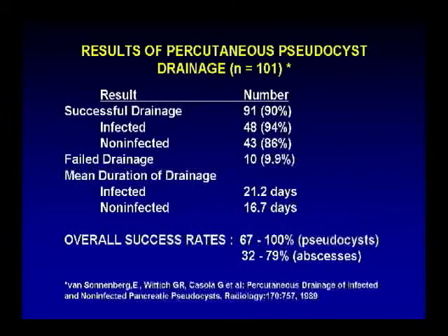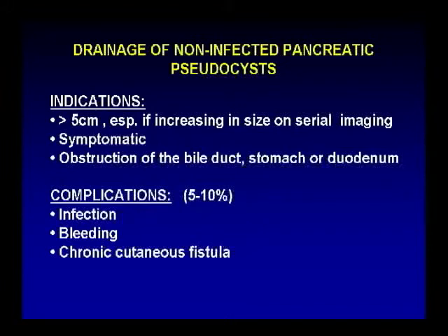Now, we've known from many published studies that pseudocysts are successfully drained percutaneously the majority of times, particularly when not infected. These are the indications for percutaneous drainage: if the pseudocyst is of large size, greater than 5 centimeters, or if there is increase in size on serial imaging, or if the patient is symptomatic, and this may be from obstruction of the biliary tree or the GI tract. Complications occur in up to about 10% of cases and include infection, bleeding, and then the development of chronic cutaneous fistulas.